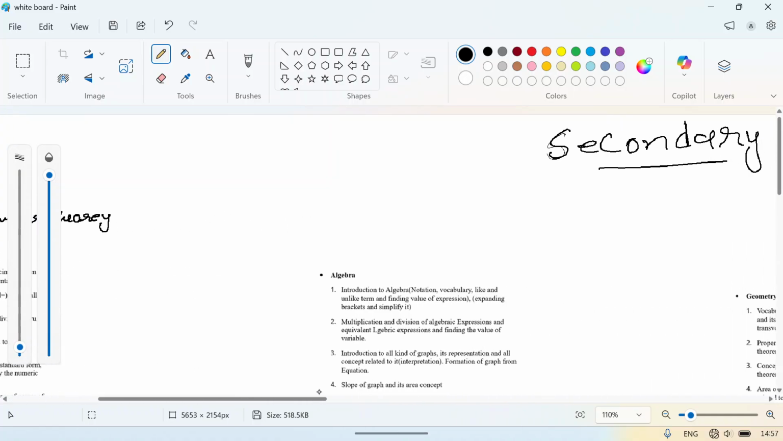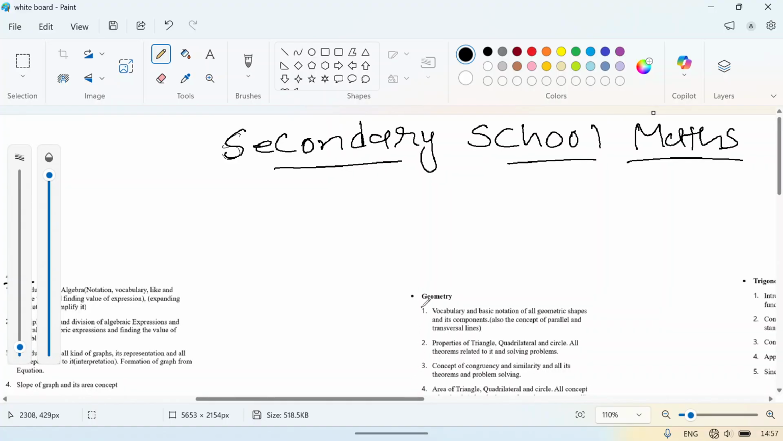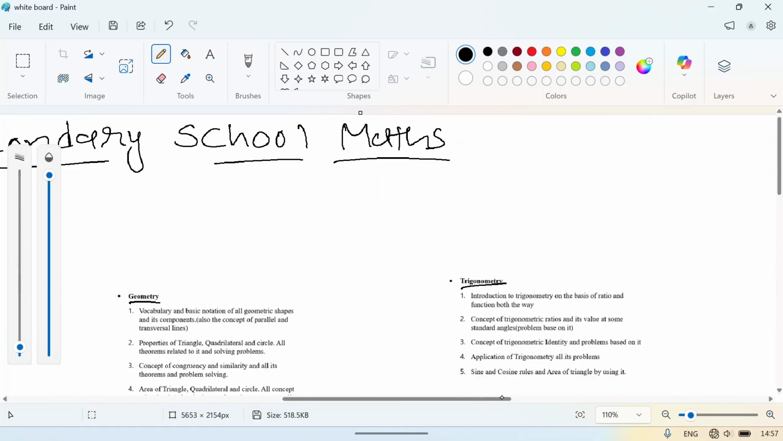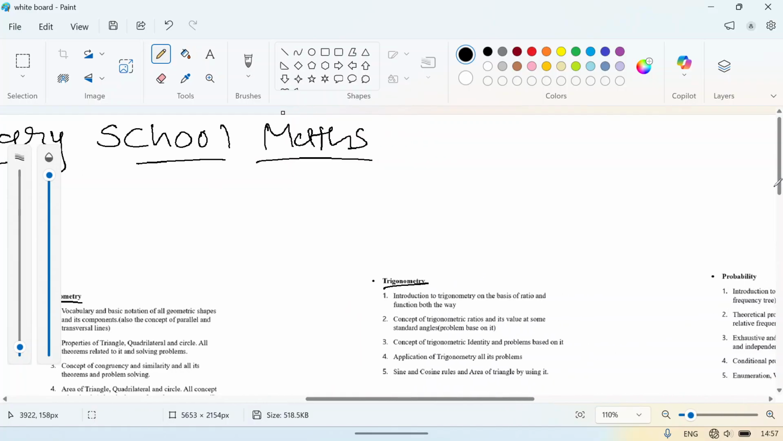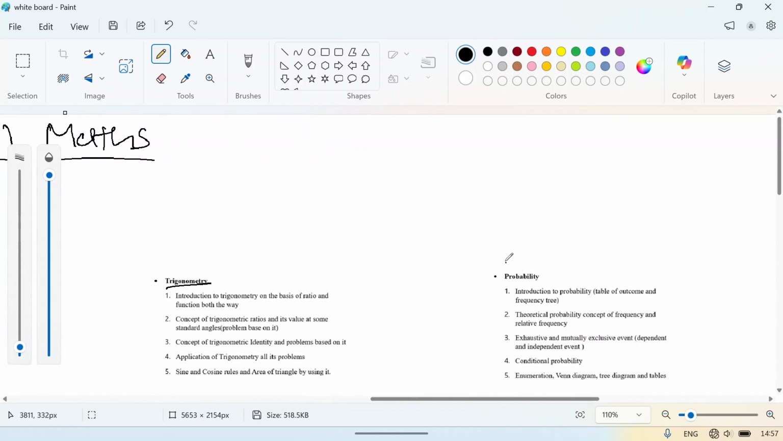One is algebra, geometry. Fourth is trigonometry and vector. Last one is statistics and probability.